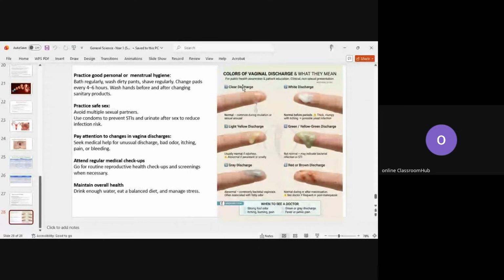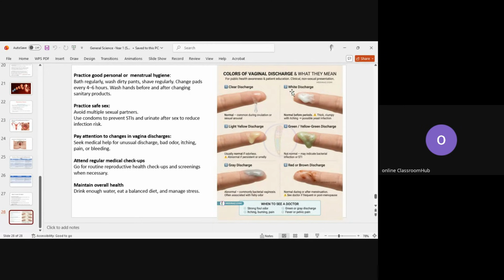The first one is very clear. When you see this, it's normal. It means you're ovulating. It should be clear like the white of an egg, when you take the yolk, that clear slimy particle. If you see something like that coming out of the vagina, it means you are ovulating. But if it is yellow like this, then it can be normal or it can be abnormal. If it smells, then this is abnormal. Then if you have something like a gray discharge, then it is abnormal and it can be a vaginal infection.